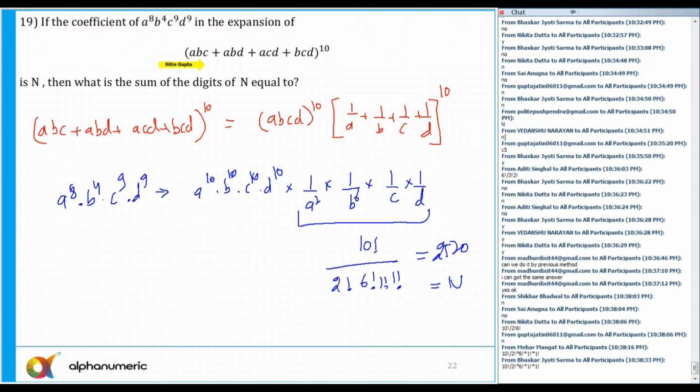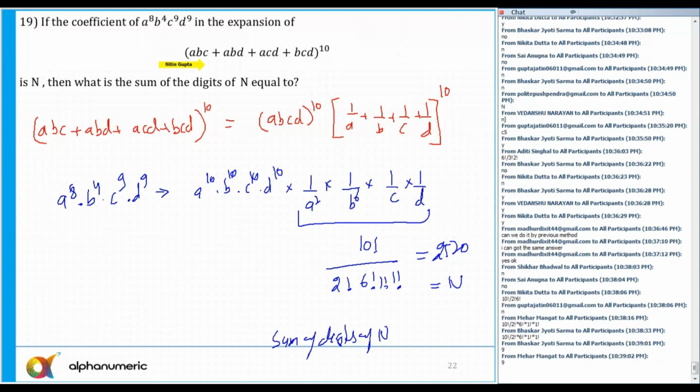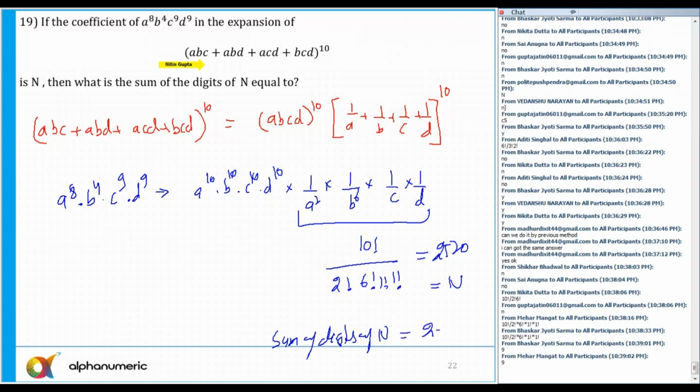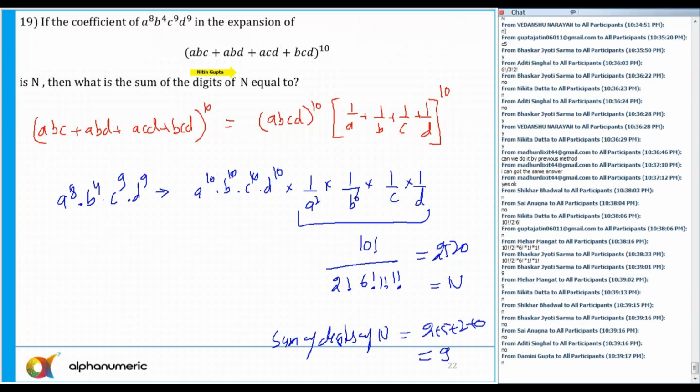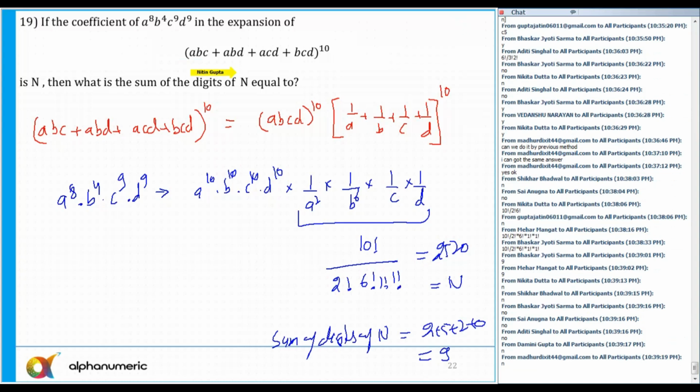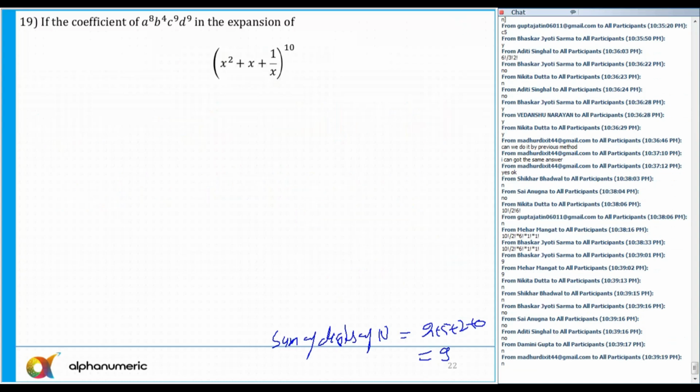So sum of digits of n will be equal to 2 plus 5 plus 2 plus 0, which is 9. So I hope that this is clear to all of you. Any doubt? 18, 19 fields, similar question. Only the number of variables are changed. Okay. Now try this.